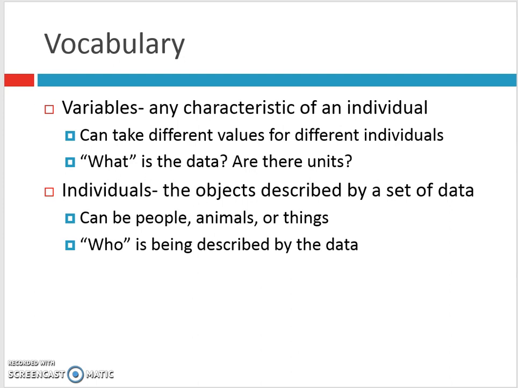Individuals are going to be the objects described by the set of data. And they don't always have to be people, right? It could be animals, or it could be things. You can measure the weight of a goat. You can find the height of a tree, etc., etc. The individuals are who is being described by the data. So you collect data from individuals, and the variables are what you're collecting.